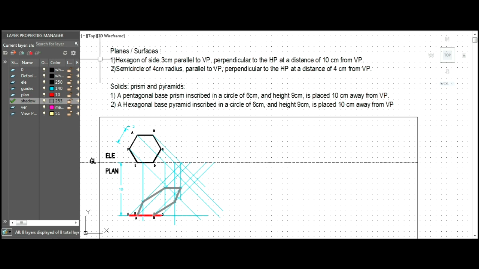So we have completed the first one. Let's look at the second question, which reads: a semicircle of 4 centimeter radius, parallel to the vertical plane, perpendicular to the horizontal plane, and at a distance of 4 centimeters from the vertical plane. Okay, so let's draw that.